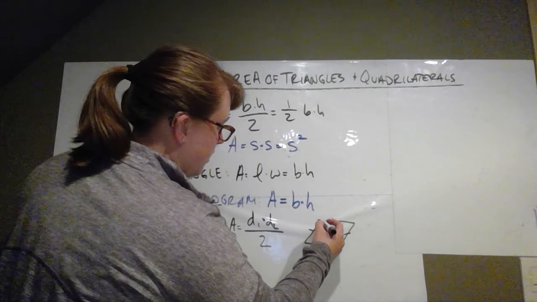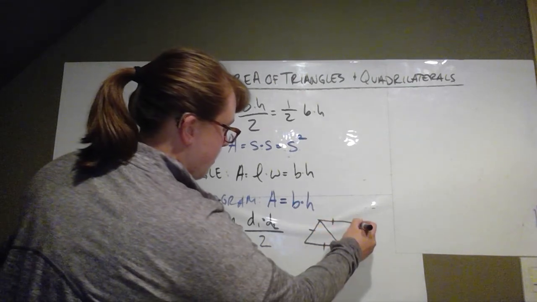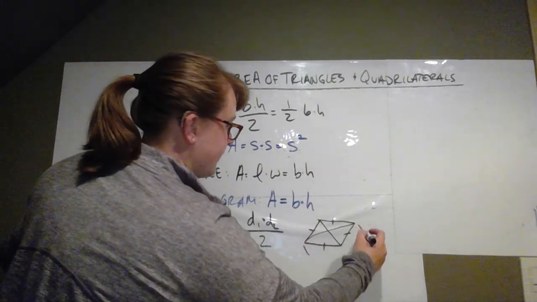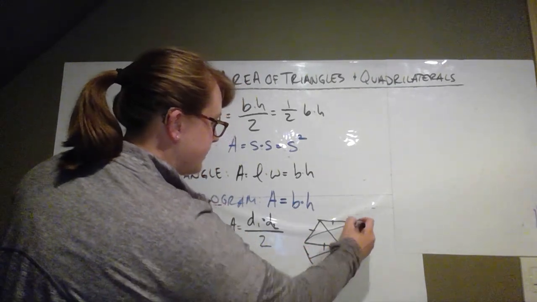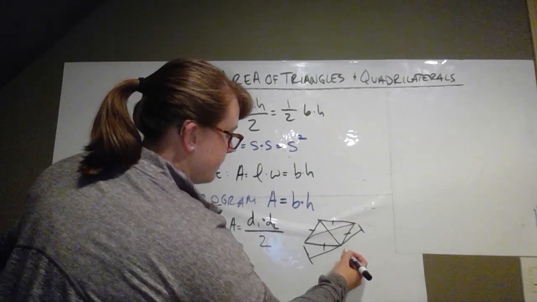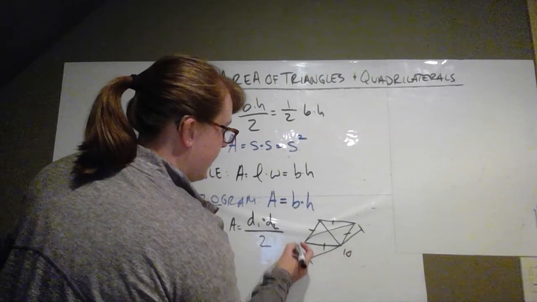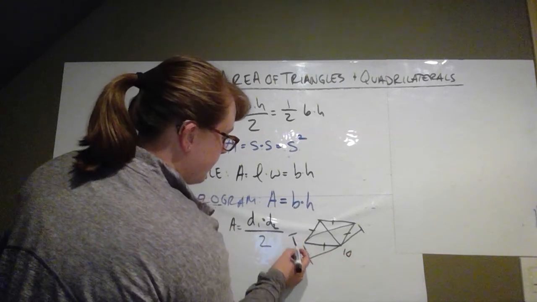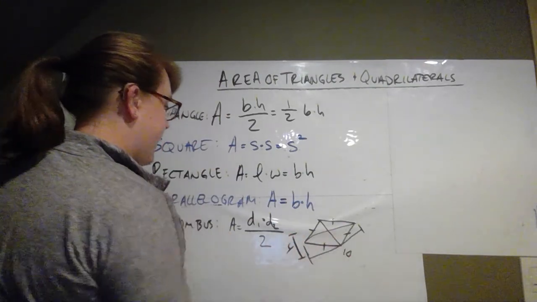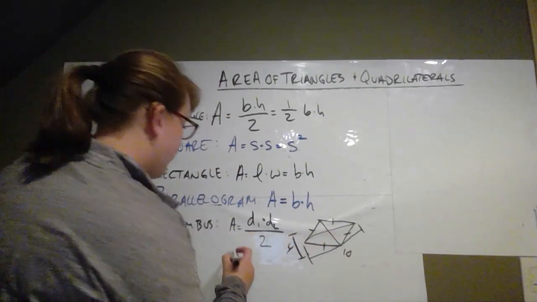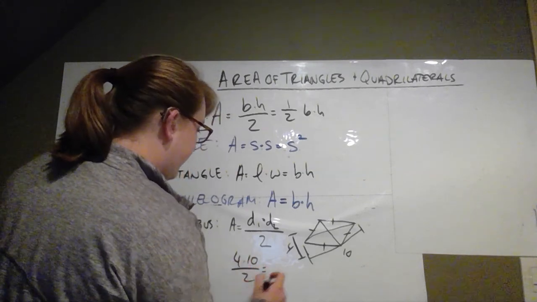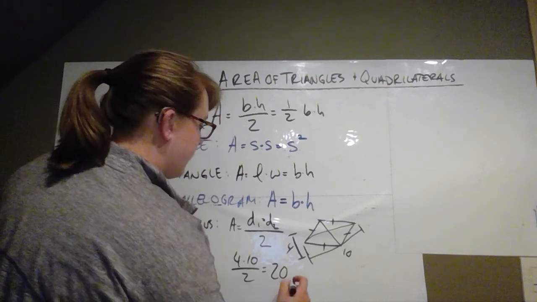So let's say that we have measurements like this. This is one of our diagonals. It's from corner to corner. Let's say that diagonal is 10, and this diagonal is 4. So diagonal 1 times diagonal 2, doesn't matter which one is which. 4 times 10 divided by 2, which gives us 40 divided by 2, which is 20 square units.